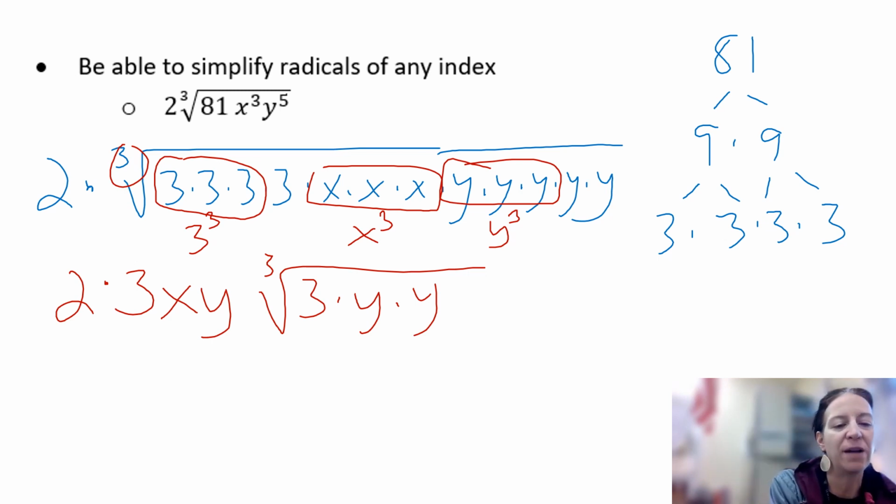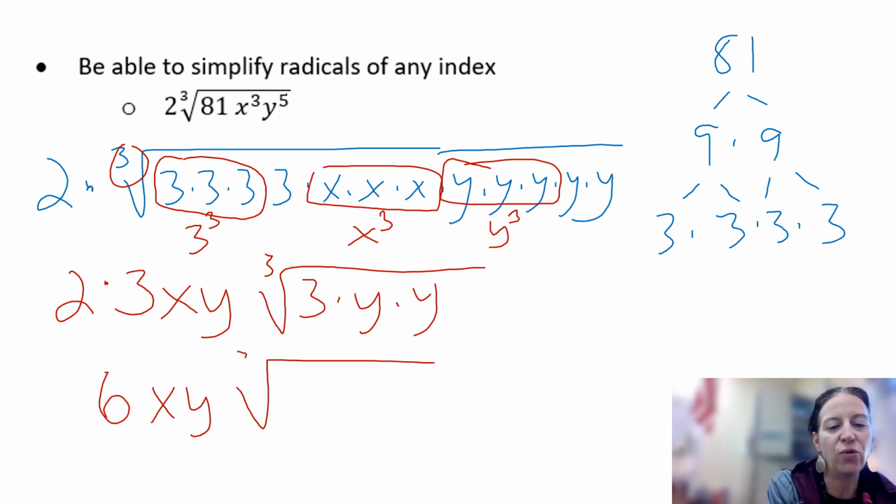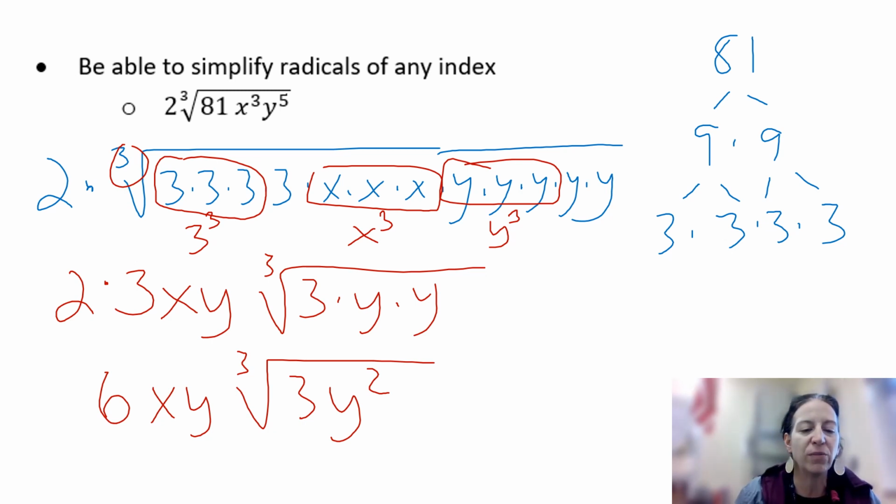So we have it 2 times 3 is 6. And then we'll have the cube root of 3, and then y times y is y squared. Make sure that when you're doing these problems, you do not forget the index. That's a super common thing to do, is to forget the index. And I do have to take off points for that, because if you leave it off, it's a square root, and that's not what we have.